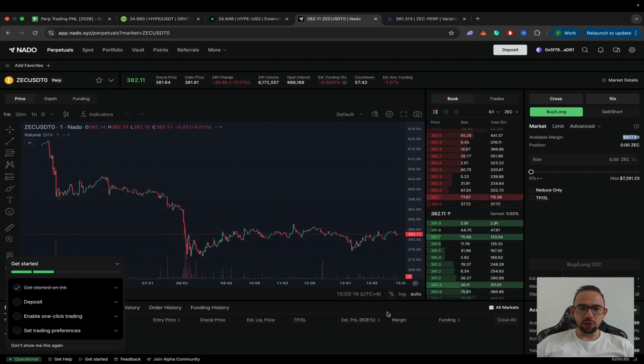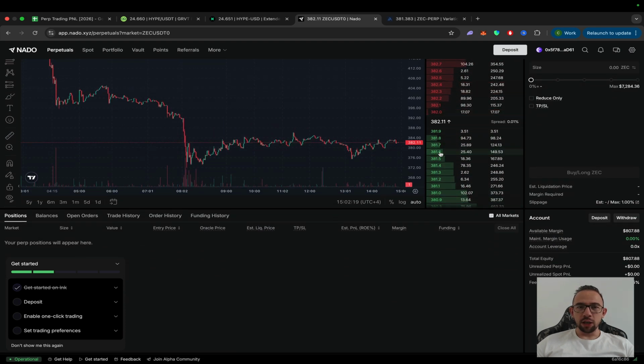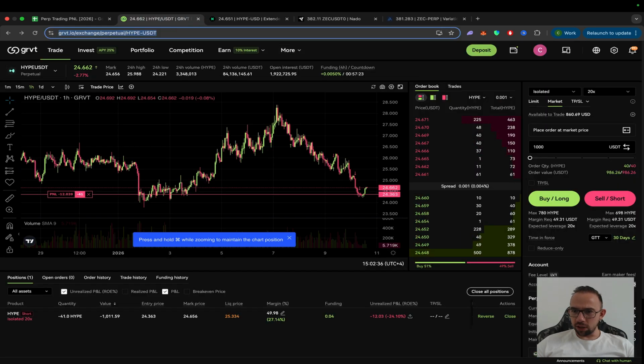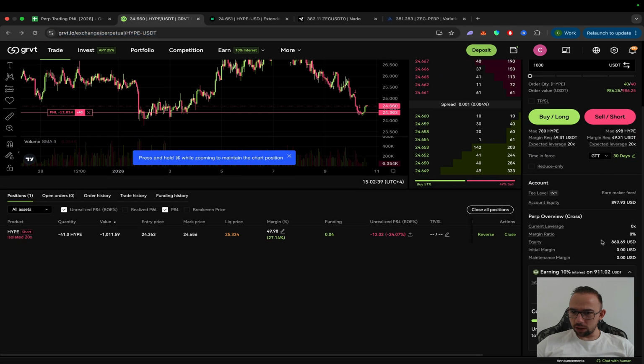I haven't opened any trade because we're kind of used to, at least with Variational, being zero fee. And here you have the maker and taker fees. I'm not too sure what Extended is like. So no maker fees, but they have very small taker fees. I think Gravity has both maker and taker fees.